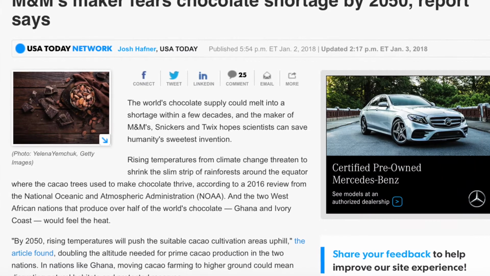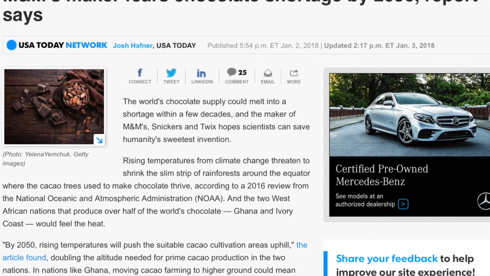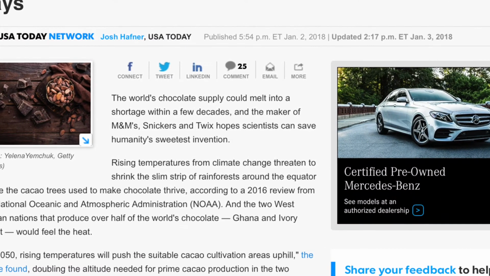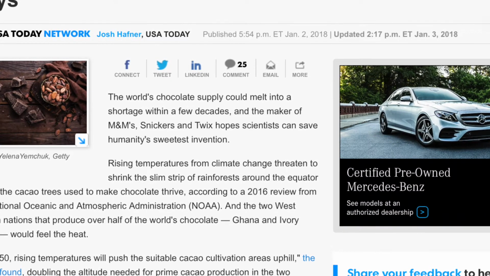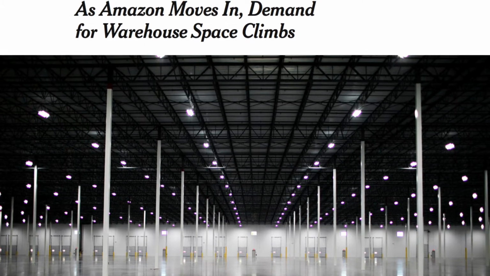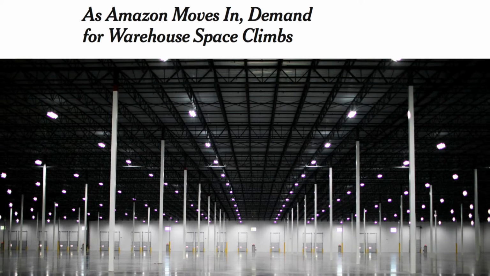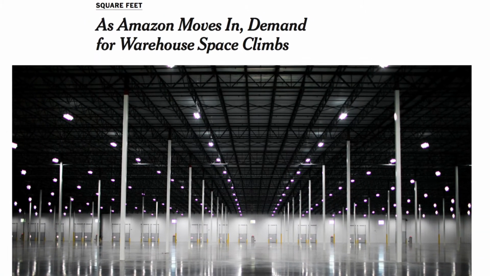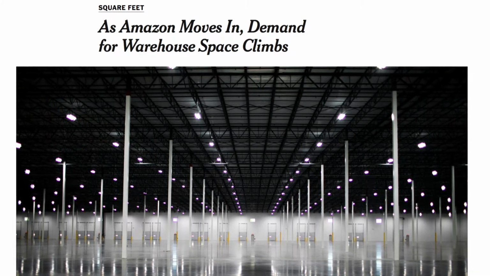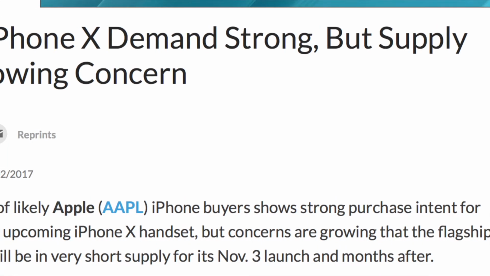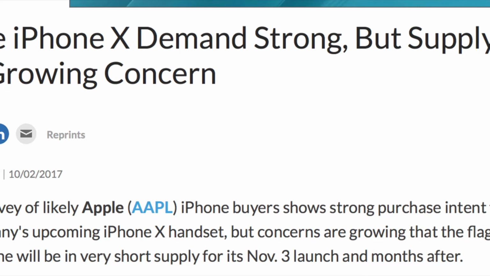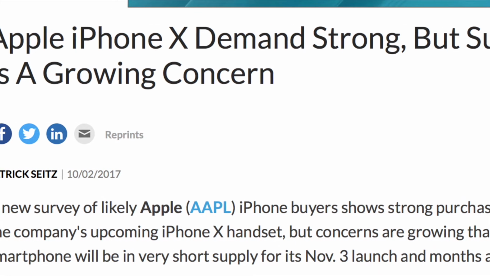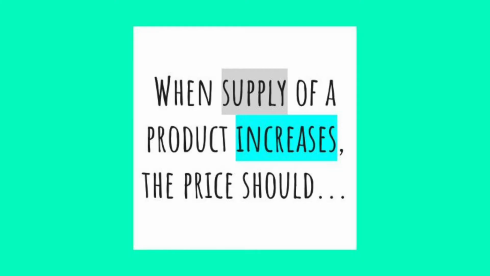Now, three news articles are going to serve as examples for us. This first one is talking about a possible chocolate shortage due to a low supply of the plant that is needed. The second one is looking at Amazon's increase in popularity, so they need more warehouse space to hold all the products. And then also going back to the iPhone example, there's a strong demand for that iPhone X, but Apple is worried about having enough available, so having a big enough supply.